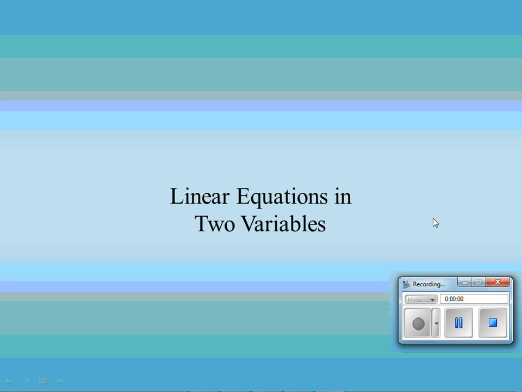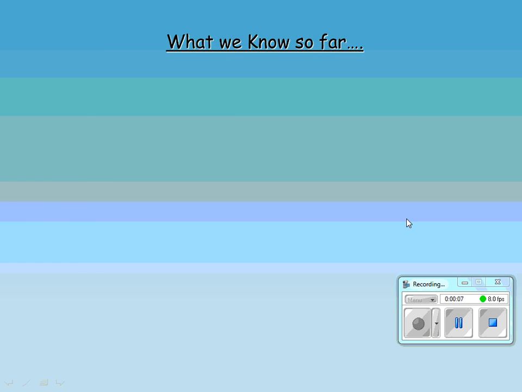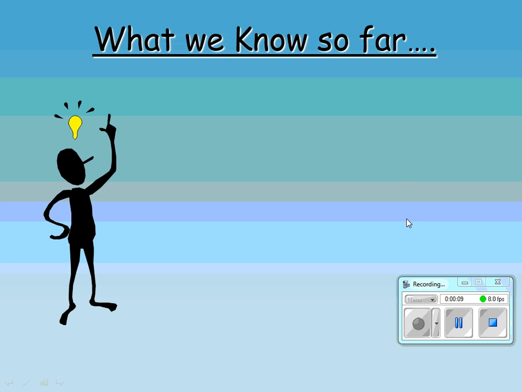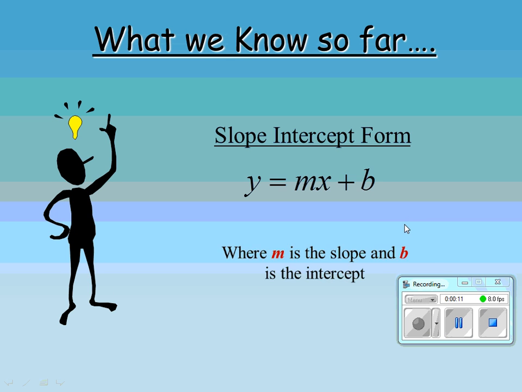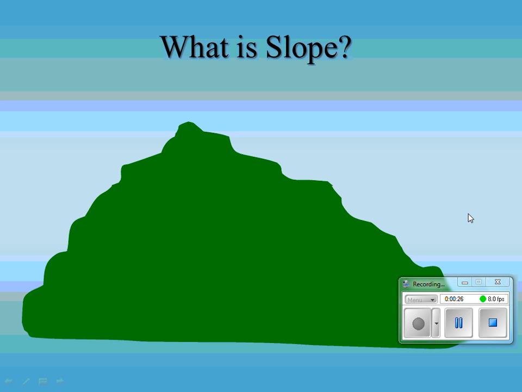Okay, we're going to be talking about linear equations in two variables, and we're going to use point slope form. So let's talk about what we know so far. So far we know that slope intercept form is y equals mx plus b. And remember I've told you that m is the slope, b is the y-intercept.